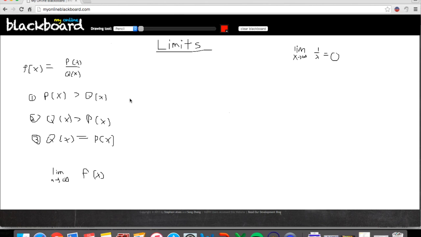Now, let's do this first example here. So this says that p of x is greater than q of x. So let's use an example. What I mean by that, when a polynomial is greater than another, I mean that the highest power of the numerator is greater than the highest power of the denominator.